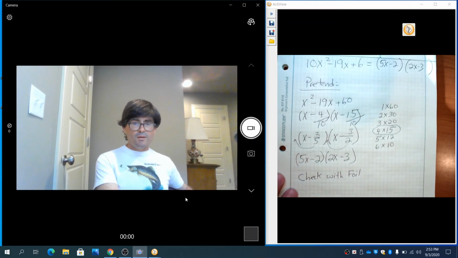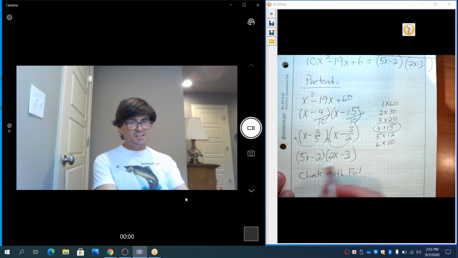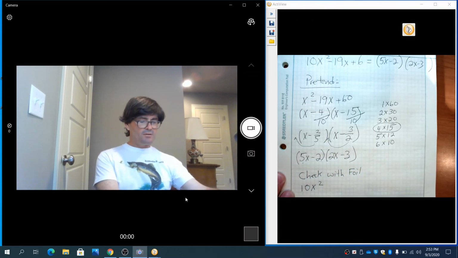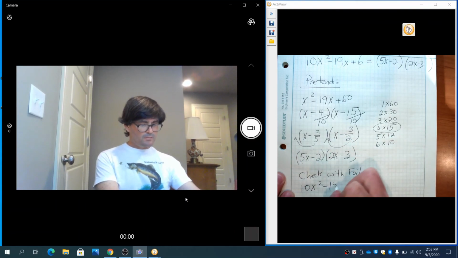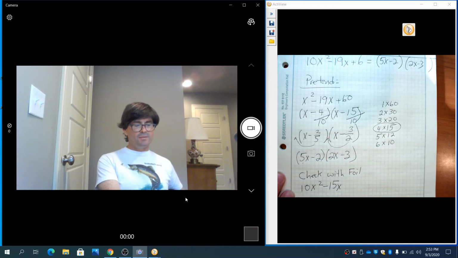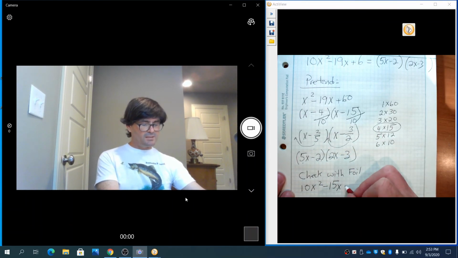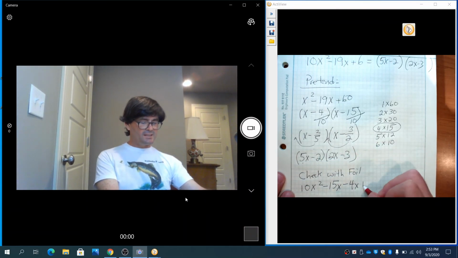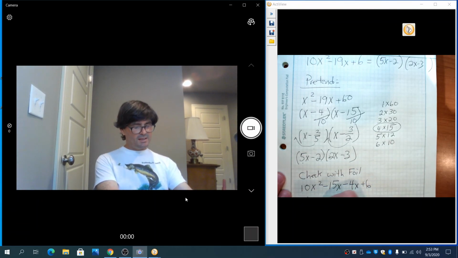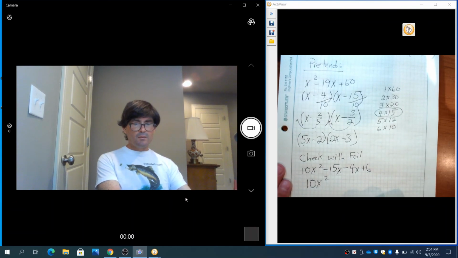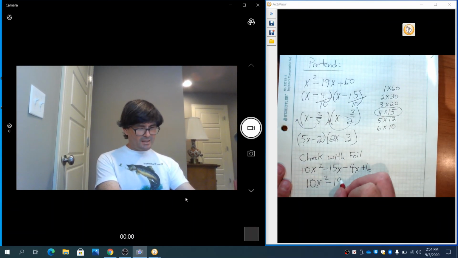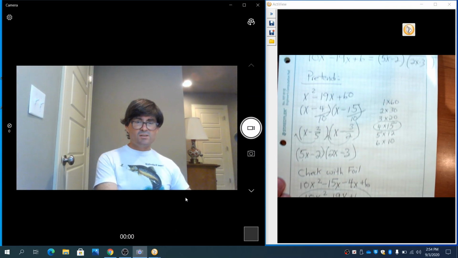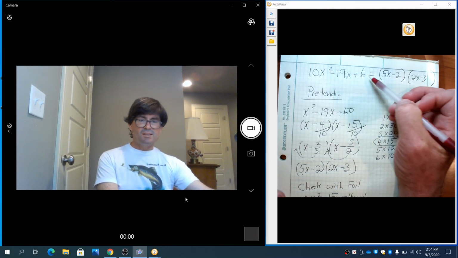Check with FOIL. So first is 5x times 2x. That's 10x squared. Outer is minus 3 times 5x, minus 15x. Inner is minus 2 times 2x, that's minus 4x. And last is minus 2 times minus 3, that's 6. And if you add up the middle terms, you get 10x squared, these two are minus 19x, and then plus 6. And that is what we started with, 10x squared minus 19x plus 6.